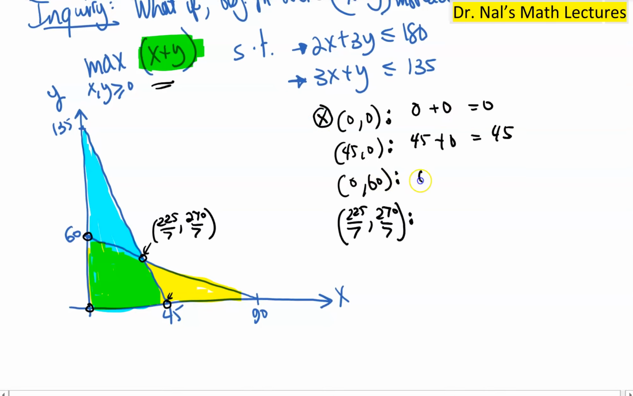Next is 0 and 60. So 0 plus 60, hey, this one is better than the previous two. So this can't be the answer either. So far, our running maximum is this one. Let's check the very last one: 225 over 7 plus 270 over 7.